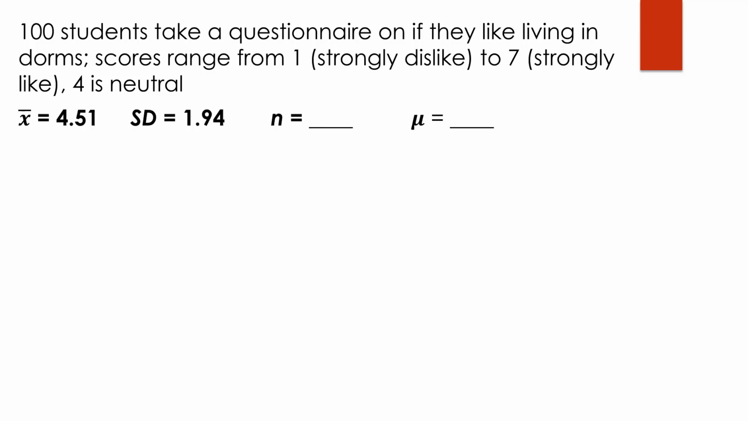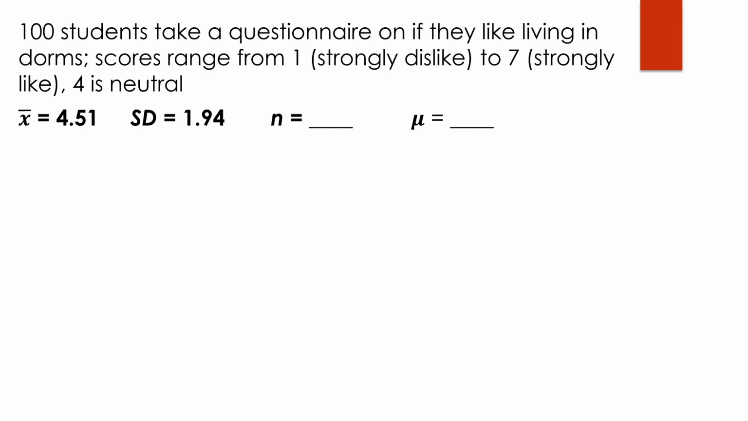So we calculated the mean for our sample. Let's say I give you a mean of 4.51 and a standard deviation of 1.94. So 1.94 would indicate that, on average, the 100 students are deviating from the mean of 4.51 by about 1.94 points on the questionnaire. Okay, so then we've got our two numbers we can work with here.